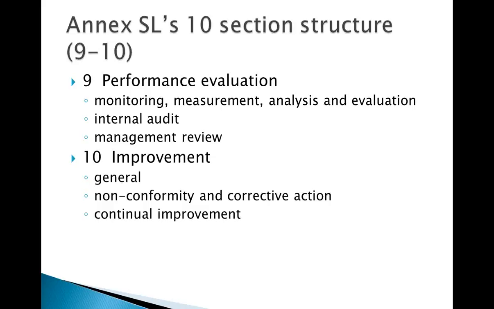If 4, 5, 6, and 7 set the foundation, Section 8 is day-to-day activity, 9 and 10 are all about measuring our outputs, measuring our system, knowing that things are performing as they should, and making improvements or adjustments as needed. So it's very much in a plan, do, check, act kind of flow, a process flow, so to speak.